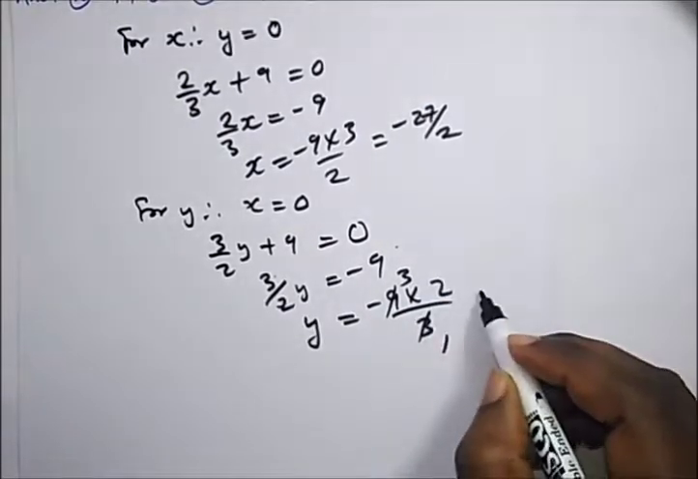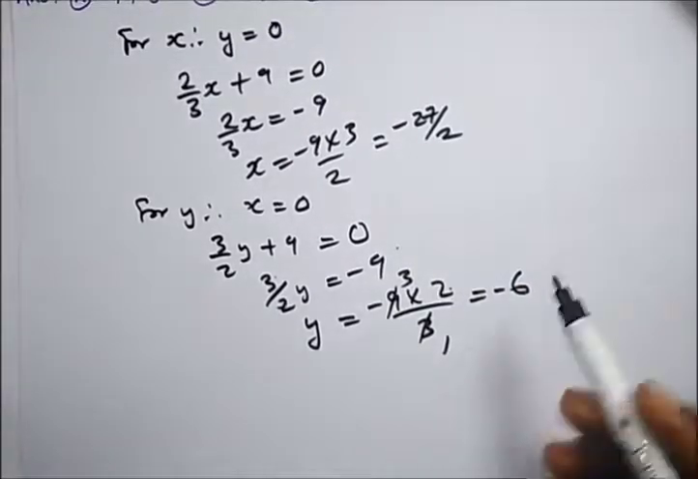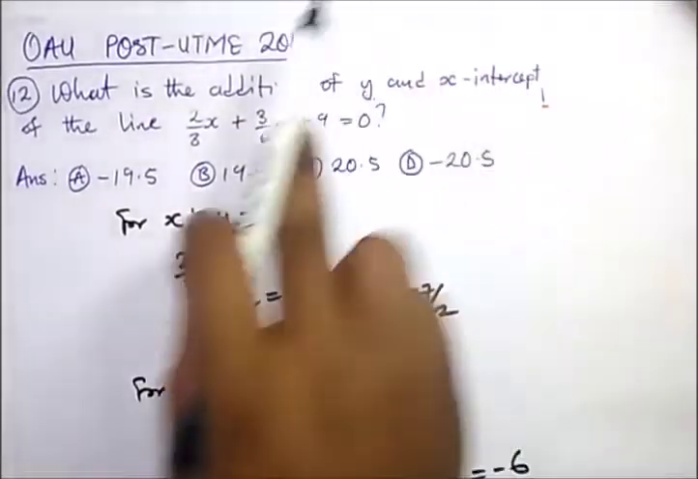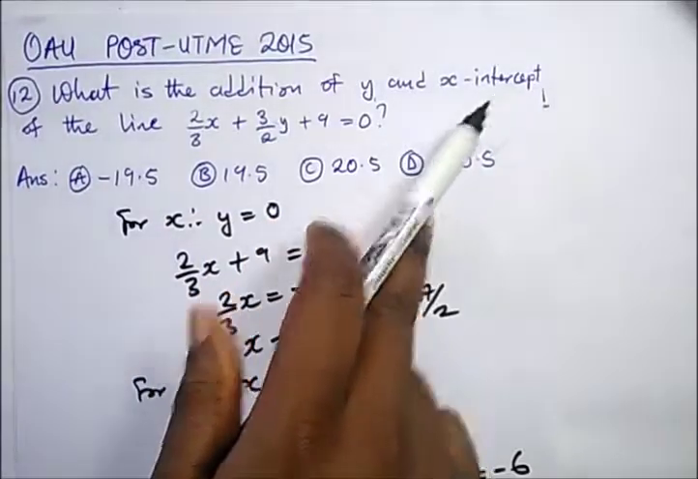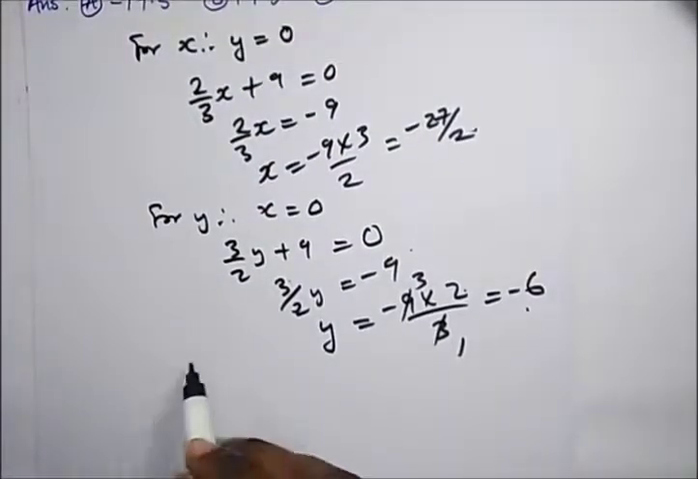Minus 3 times 6, which times 2, which will give us what? A minus 6. Okay, and they asked what is the addition of the y and x intercepts? So we'll add this and 6. So let's add this up.